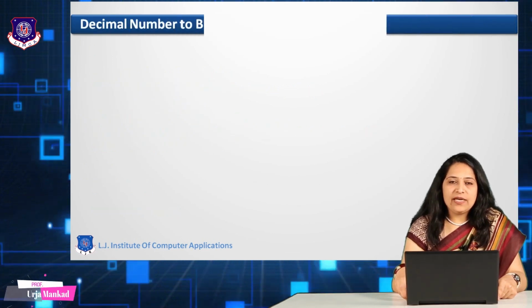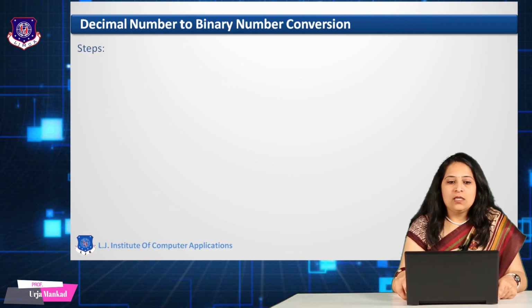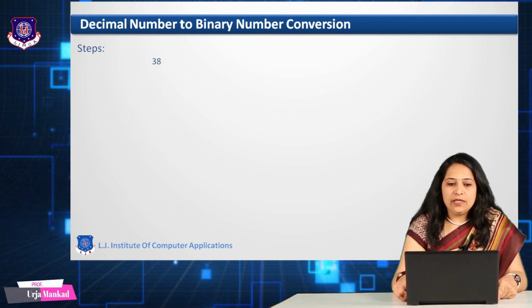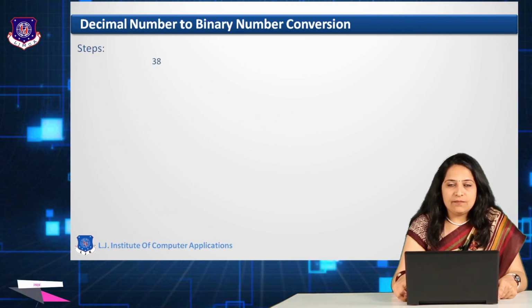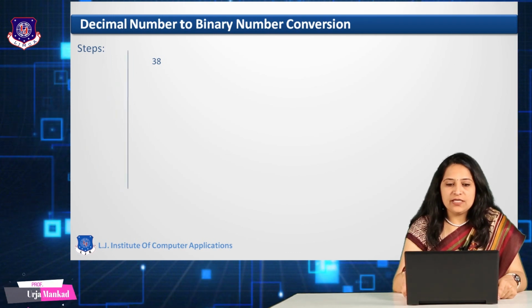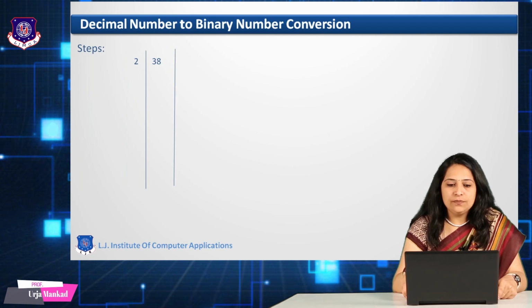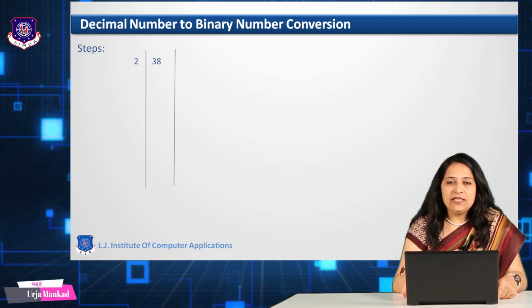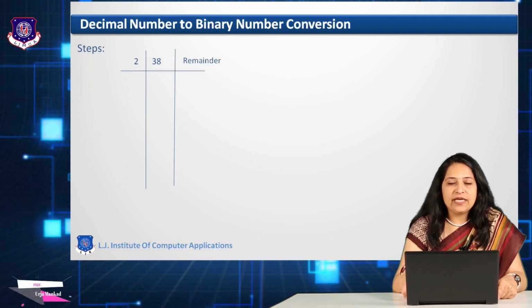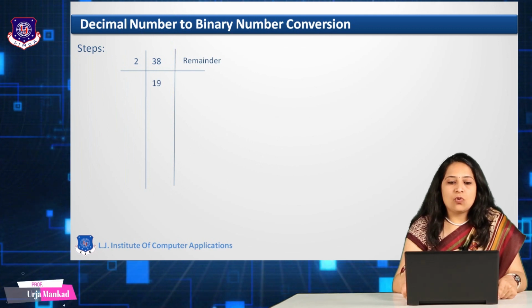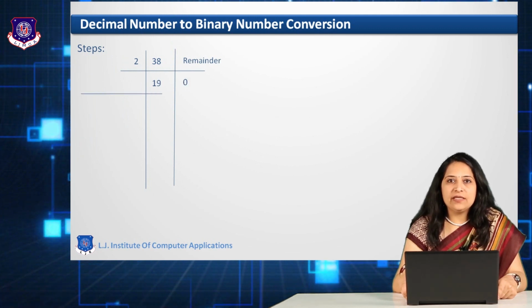We have to repeat all those division steps till we get a number which is not divisible by 2. And finally, we have to collect all the remainders from bottom to top. That is, the last remainder will be your most significant bit. Now, let's see one example. Suppose I have a number, say 38. I want to convert this 38 into binary. First of all, I have to divide it by 2. When we divide, it will give us a quotient and a remainder. So the quotient is 19 and the remainder is 0.